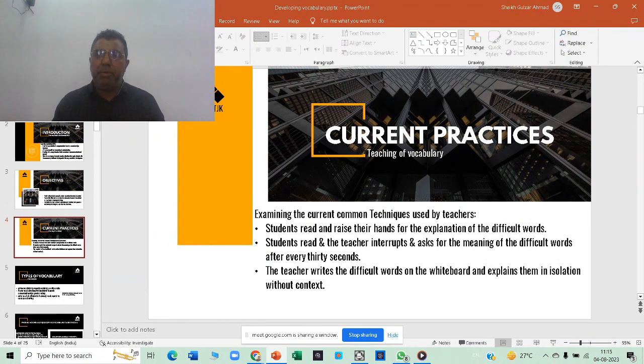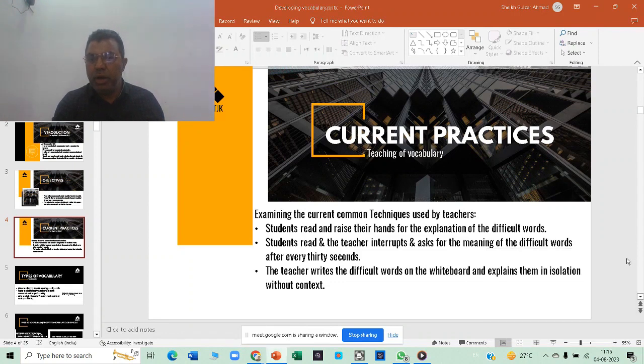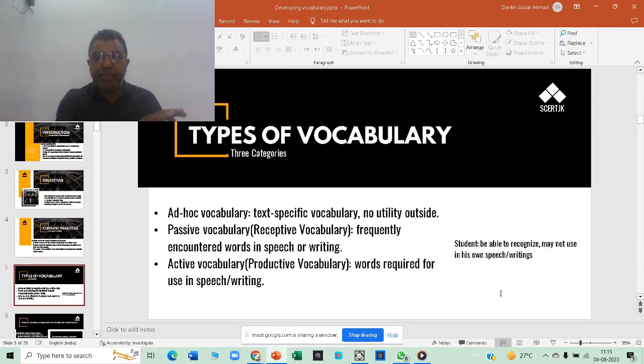So these are some of the current practices; maybe there are other practices that our officers, lecturers and teachers are using while teaching words. Now let us see, after going through these current practices, keeping these 3 practices in mind, what kind of words do we encounter.